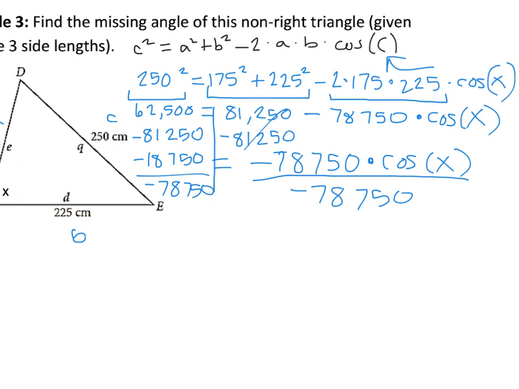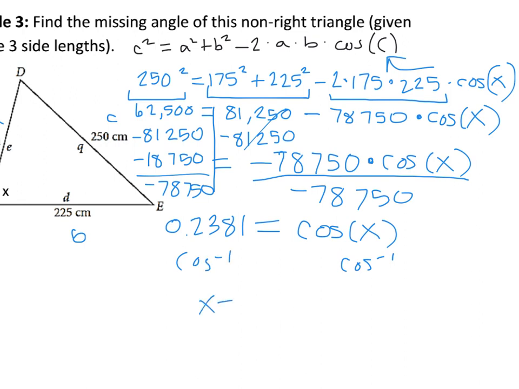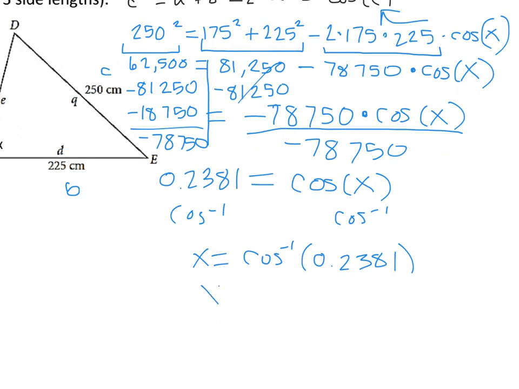So when we divide, we get about 0.2381, which equals the cosine of x. And if we want to get x by itself, we need to do the inverse cosine. So you can think of it, if it helps, you can write it on both sides like this. So x equals the inverse cosine of 0.2381. Go ahead and do that in the calculator. And x is about 76 degrees because we were finding the missing angle.